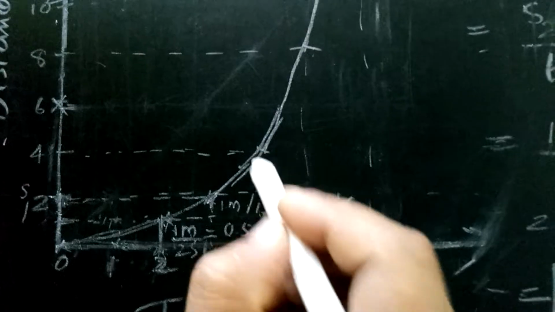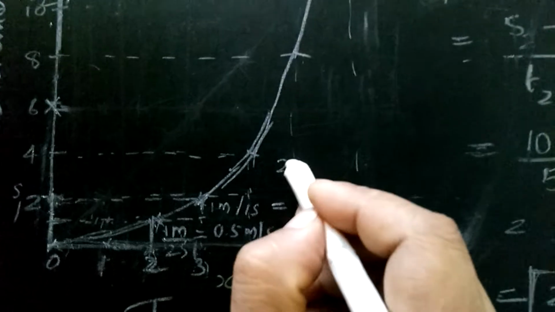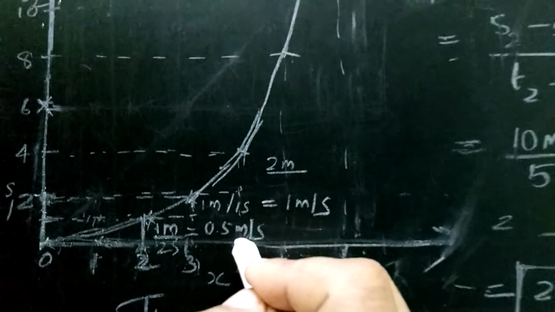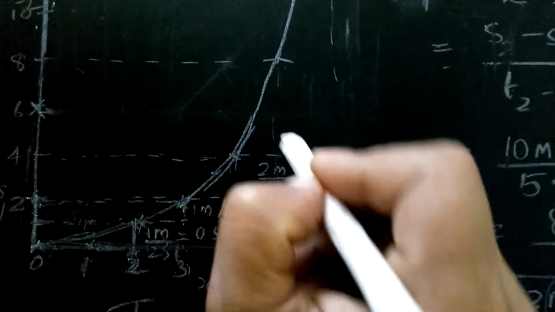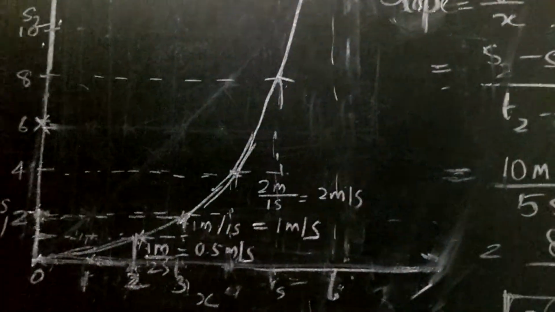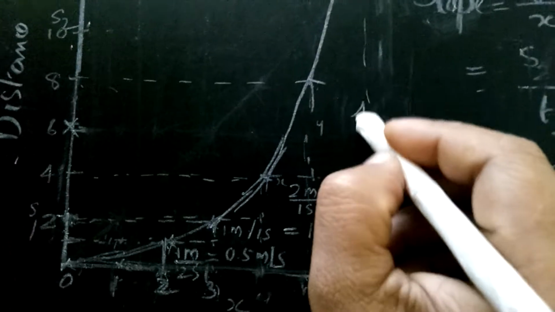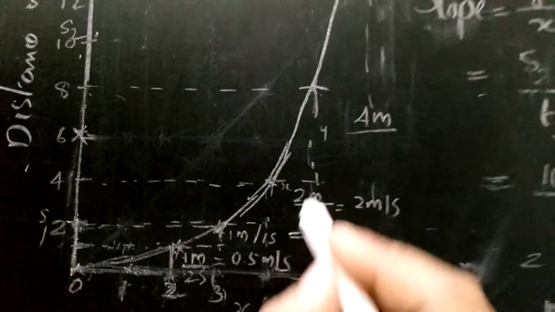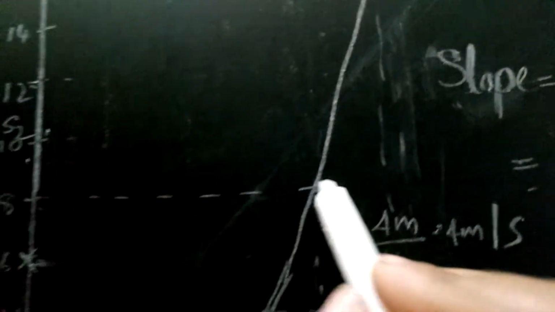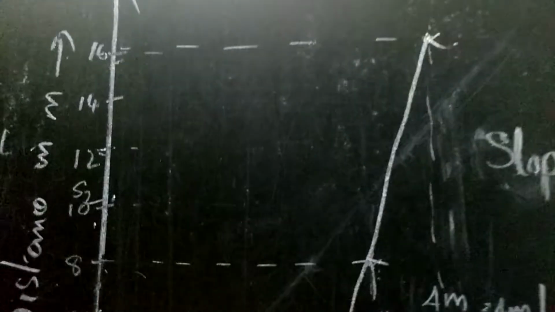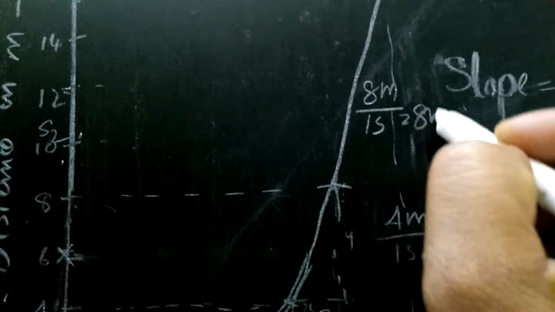When you calculate the speed at the next point, you get 4 minus 2, that means 2 meter divided by 1 second, equal to 2 meter per second. In the next second, y means 8 minus 4, that is equal to 4 meter divided by 1 second, that means 4 meter per second. And here it is 16 minus 8, that means 8 meter in 1 second, that means 8 meter per second.